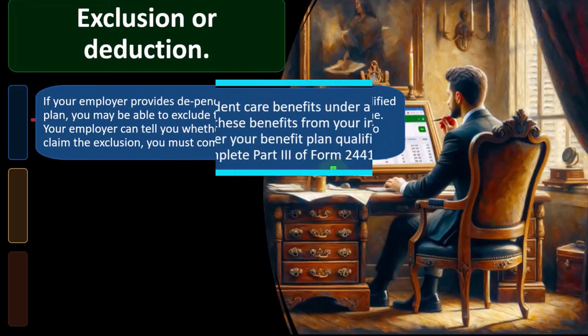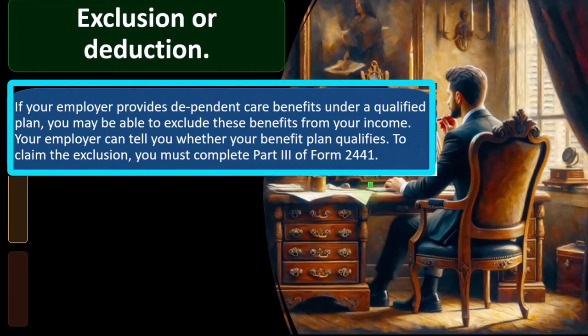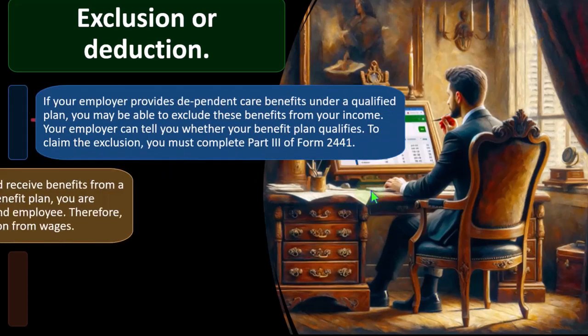Exclusion or deduction. If your employer provides dependent care benefits under a qualified plan, you may be able to exclude these benefits from your income, meaning you got the benefit, but it's not taxable for federal income tax purposes. The employer does the work by making the adjustment on the Form W-2 so that it's easy for you to do the taxes by just putting in the W-2. But then you have to remember that you can't double dip, because you already got a benefit from it, which was done by your employer. Your employer can tell you whether your benefit plan qualifies. To claim an exclusion, you must complete Part 3 of Form 2441.